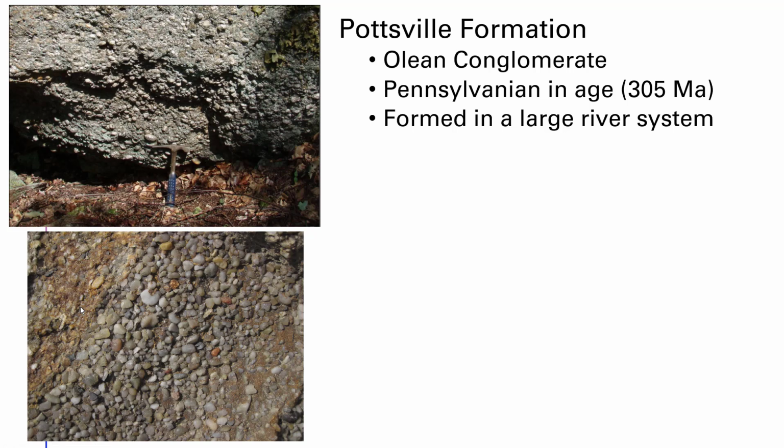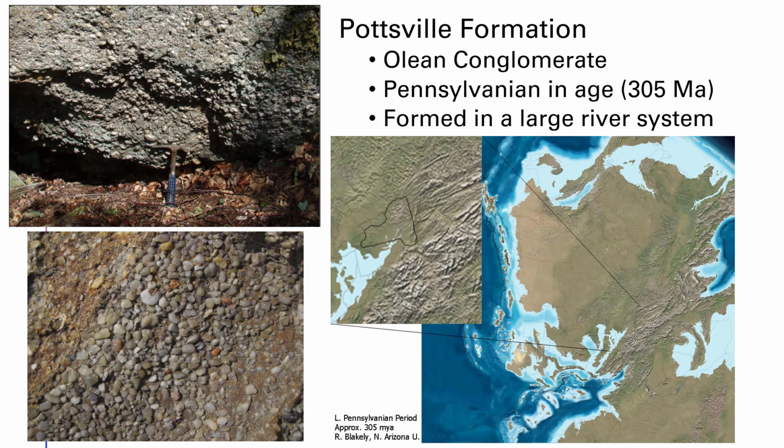So the uranium dating of some of the feldspar grains that are contained within the Pottsville Formation have been dated to 1.7 to 1.9 billion years ago. So the particles themselves are very old, right? 1.7 to 1.9 billion years ago. But the rock layer itself is 305 million years old. And that's because this material became cemented together in a large river system that existed during the Pennsylvanian period.